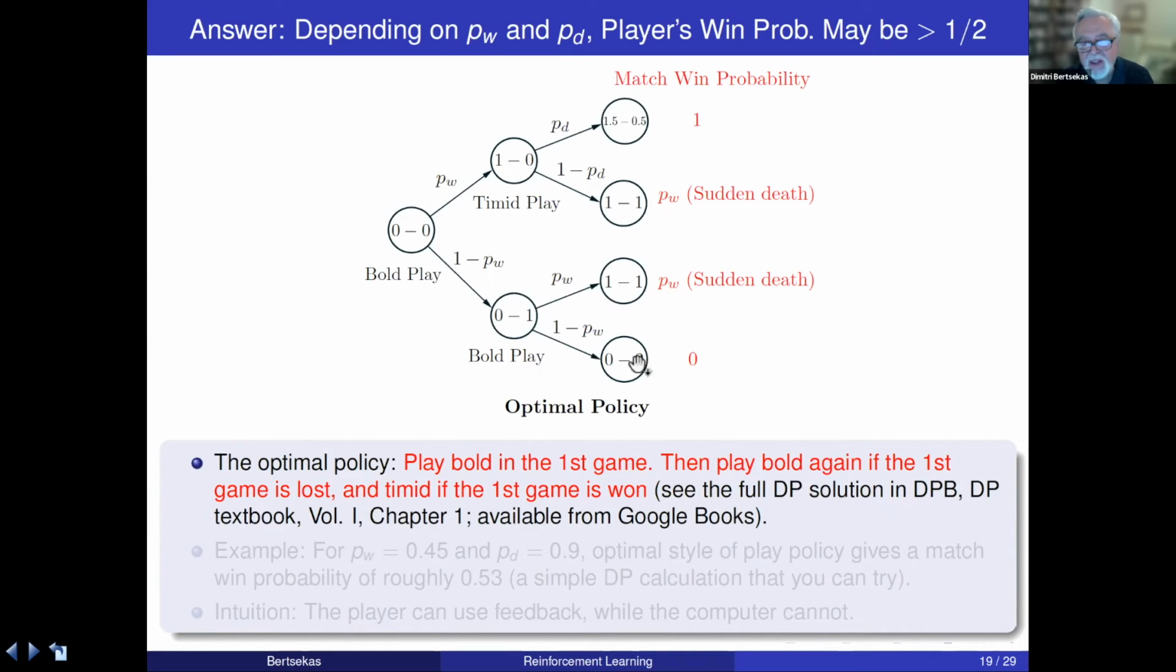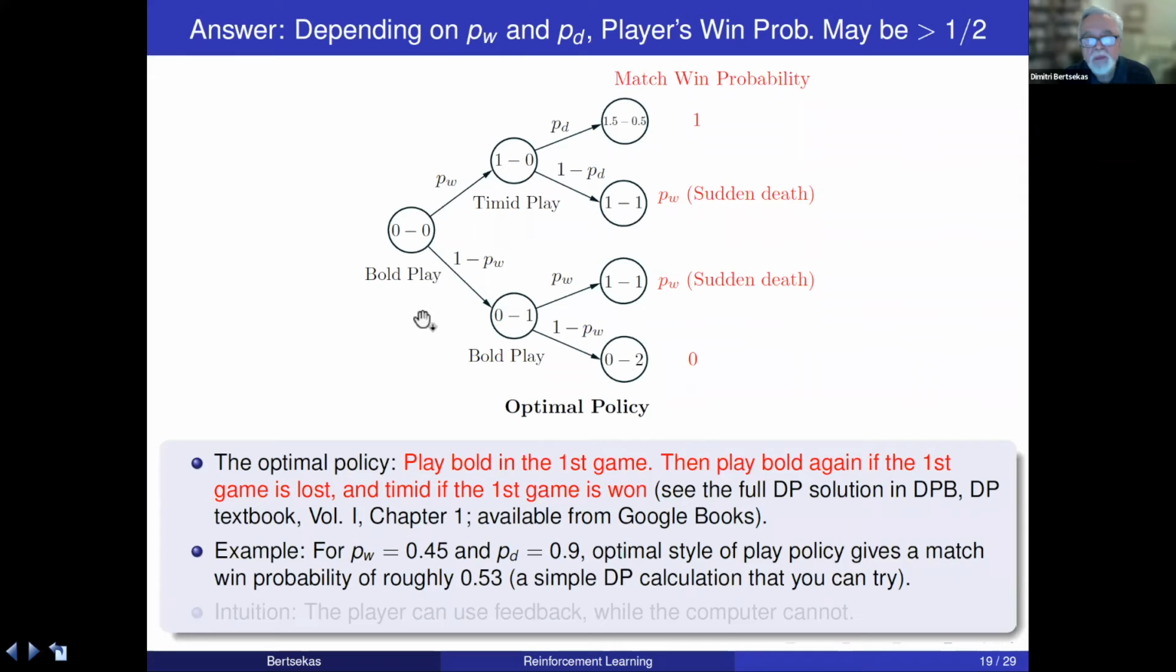You can access 20% of the book through Google Books, and you can see the solution there, it's included. So let's accept that this is the optimal policy. And then the transition probabilities between different states are shown here.